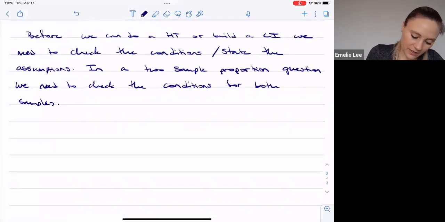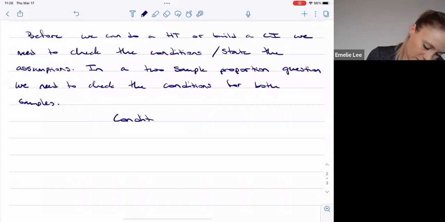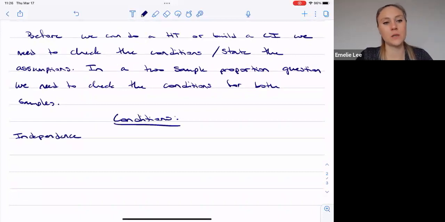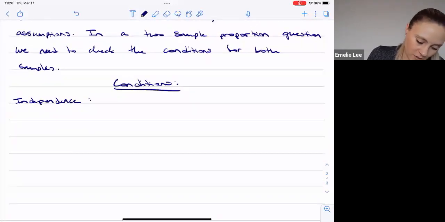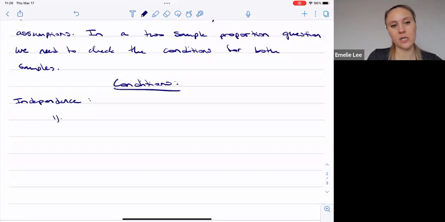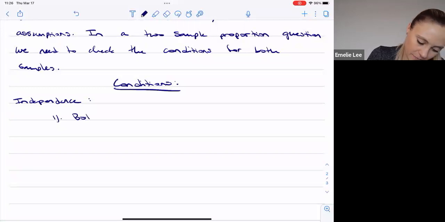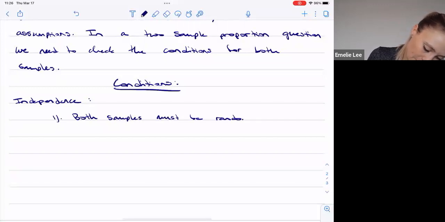Okay, so the conditions. First, we're checking independence. Can I assume independence? Now, it's the same as the 1 sample, but we have to check it for both, right? So the first condition is randomly selected. Both samples must be randomly selected.